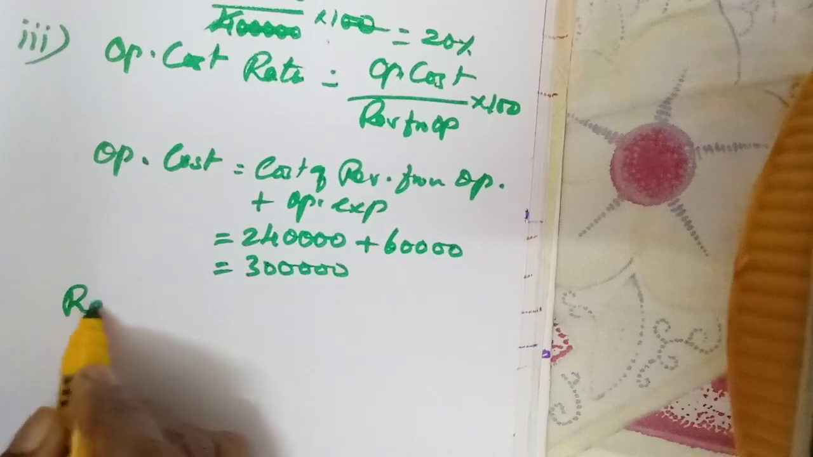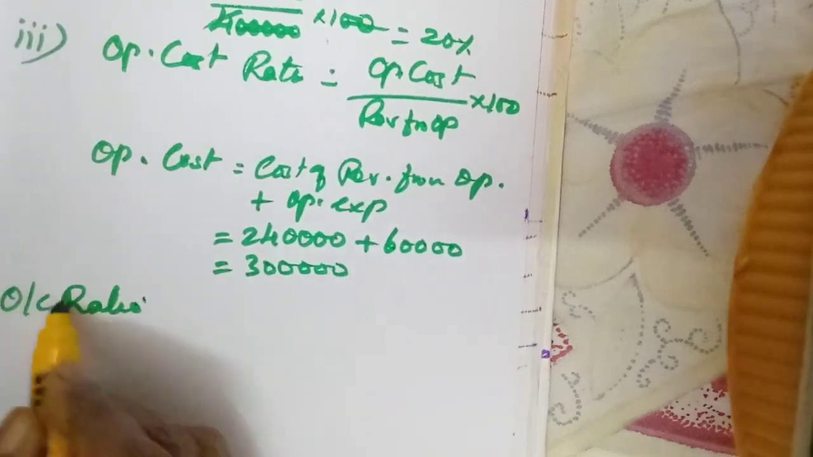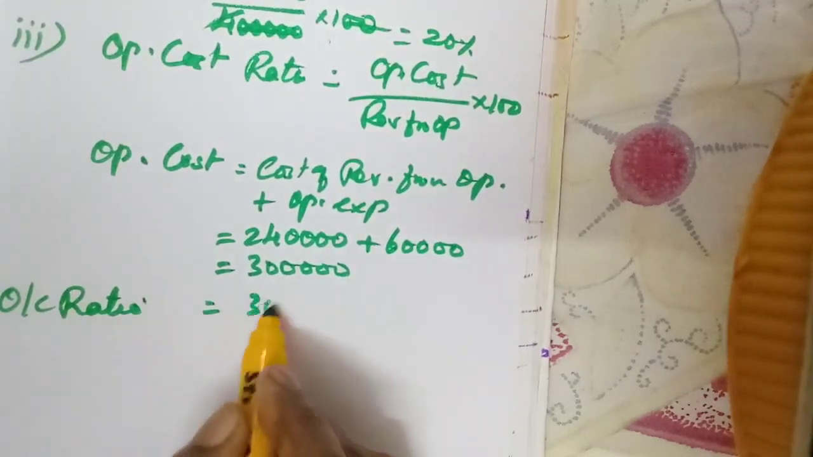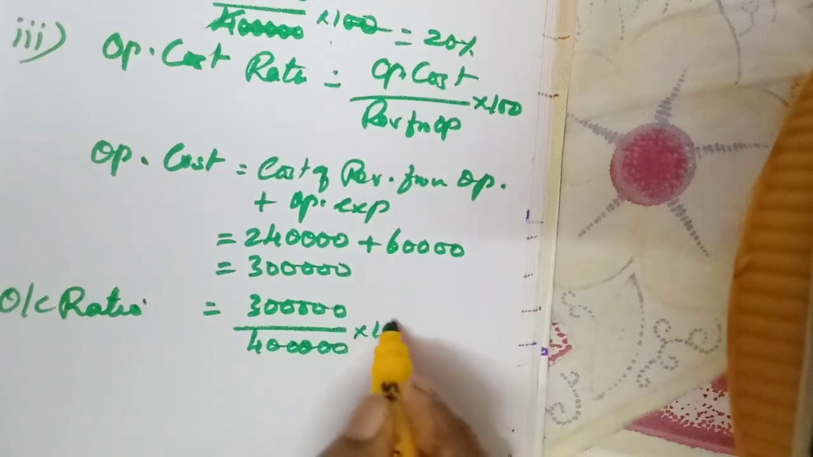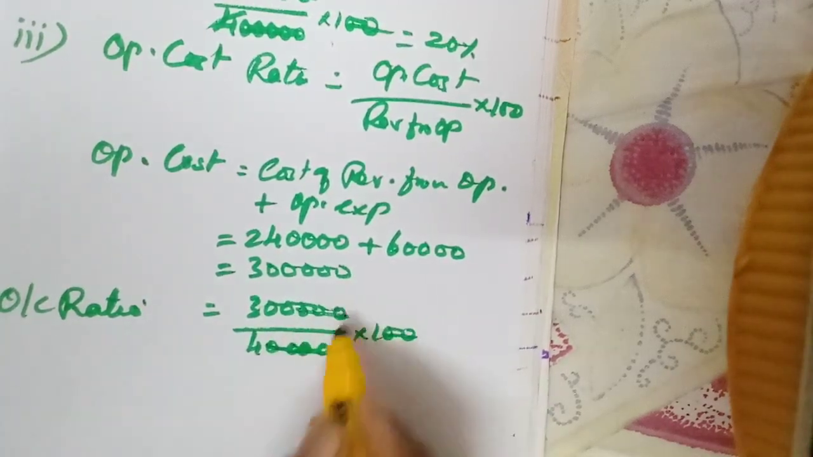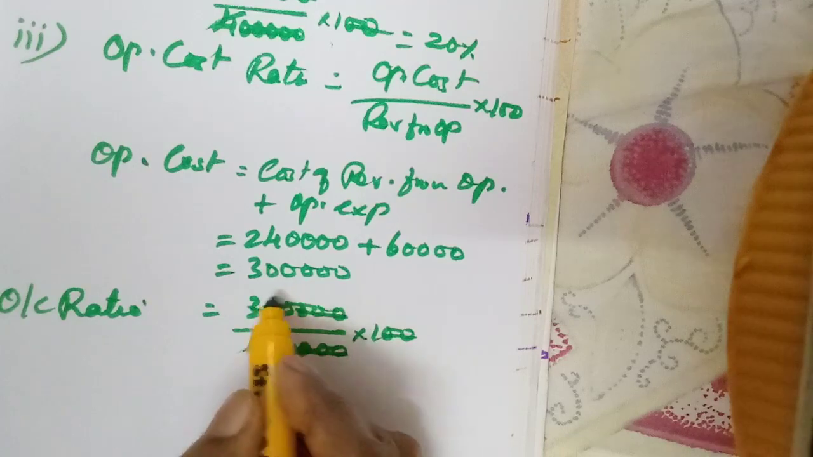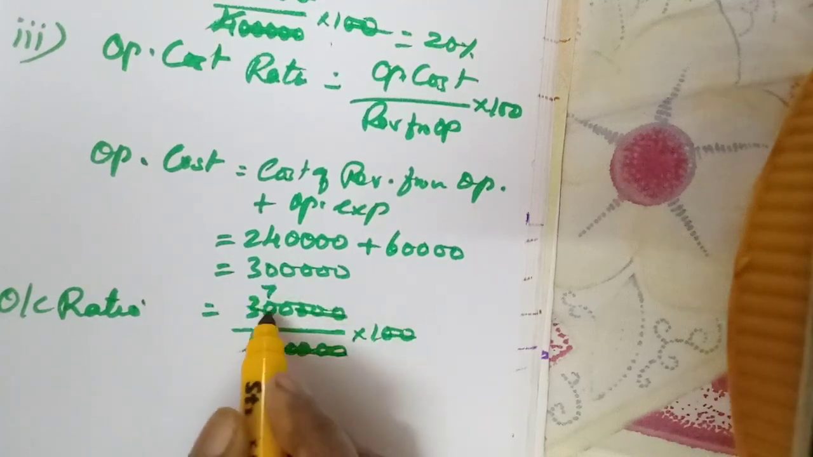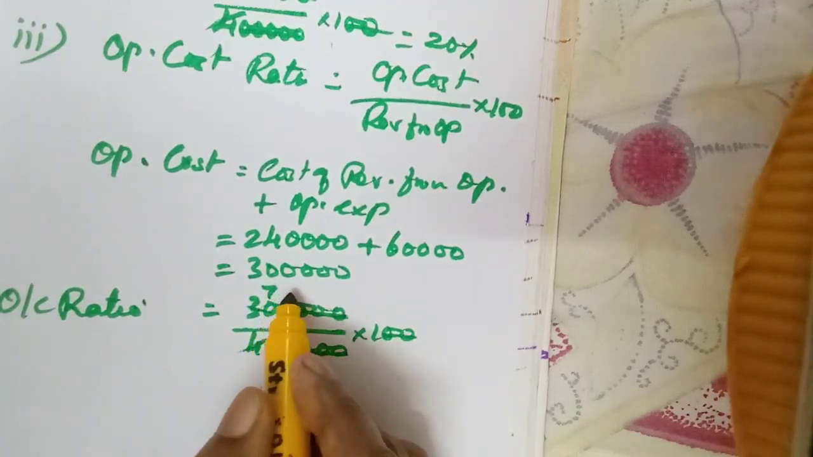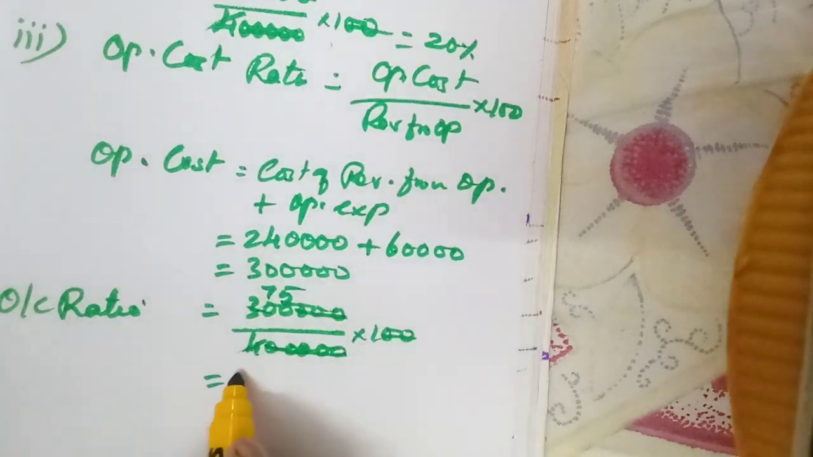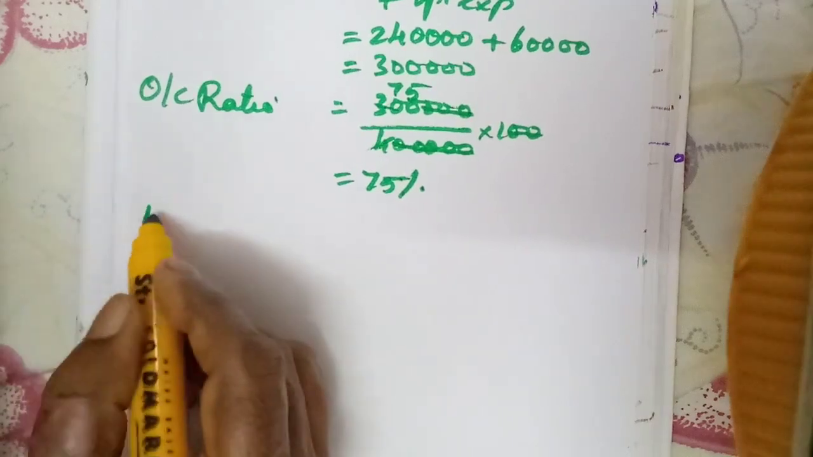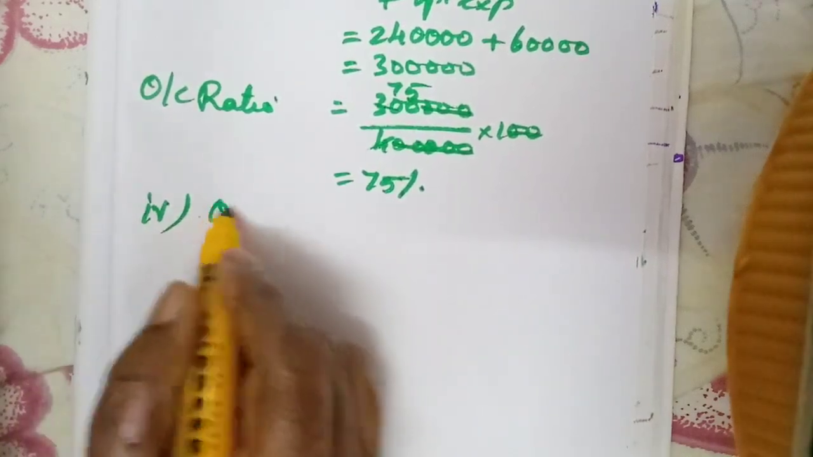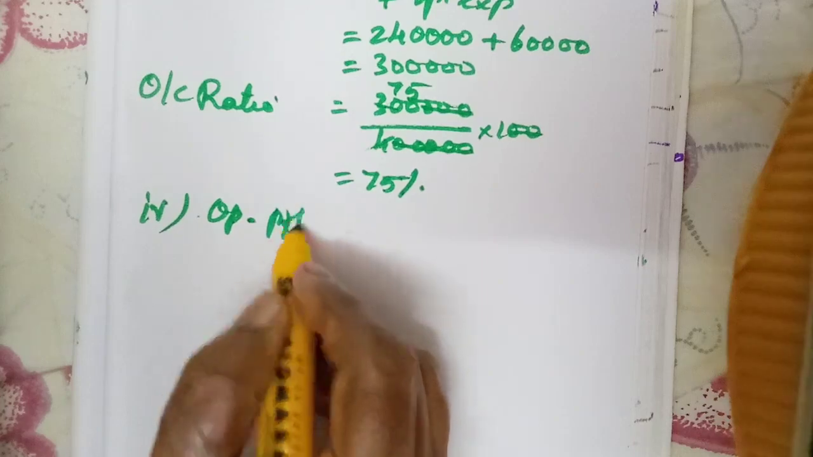So the operating cost ratio: 3 lakh divided by revenue from operation 4 lakh into 100. 300 by 4, 7 4s are 28, balance 2, 5. So 75%. Then the fourth one, operating profit ratio.